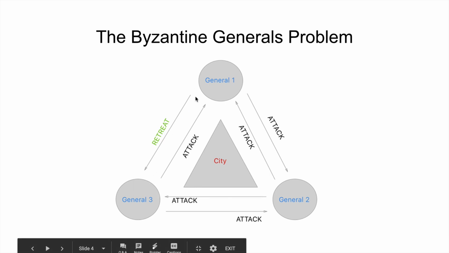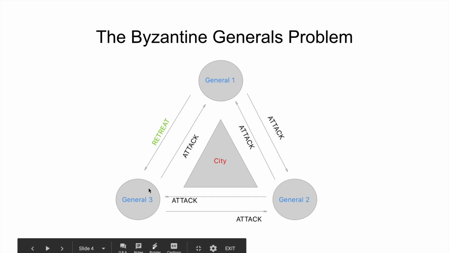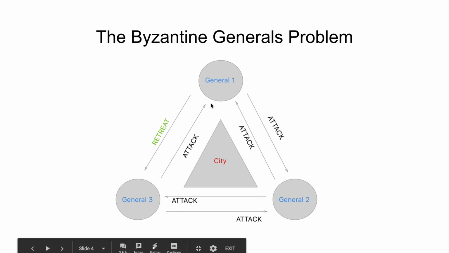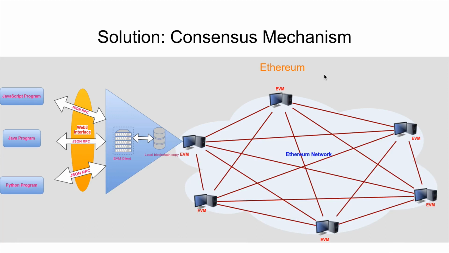So if any one of these generals miscommunicates, like if General 1 tells General 3 to retreat and General 3 tells General 1 to attack, then there's an issue, right? And someone's going to flee and someone's going to attack and the whole system's going to fall. And this is the problem the blockchain tries to solve when getting all the nodes to talk to one another. So how does it do that? Well, the solution is called the blockchain's consensus mechanism.